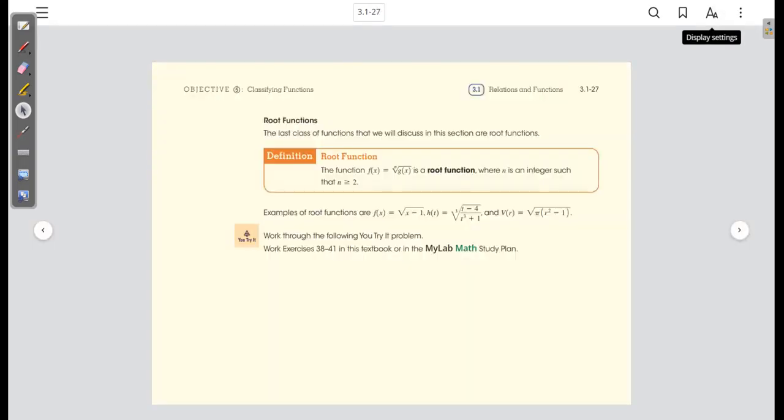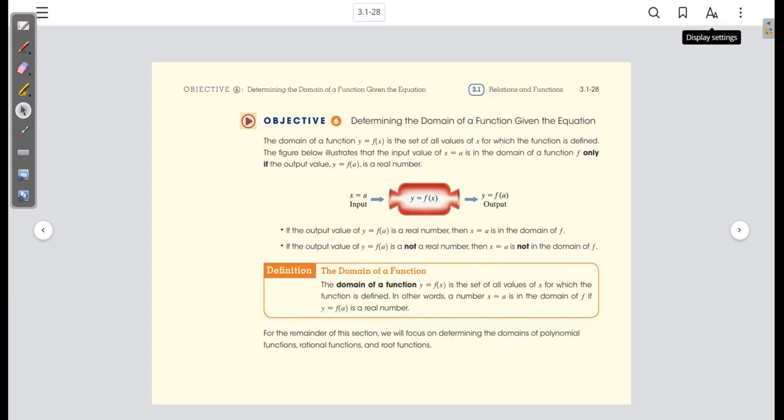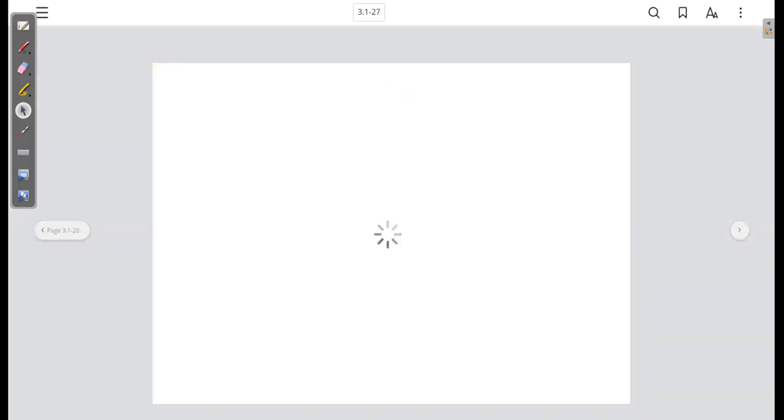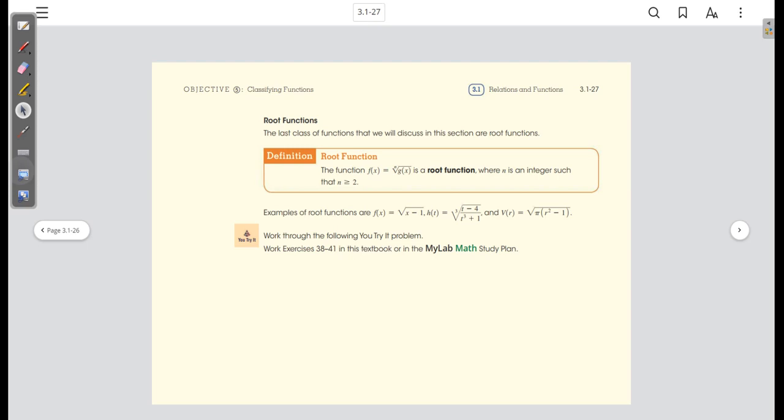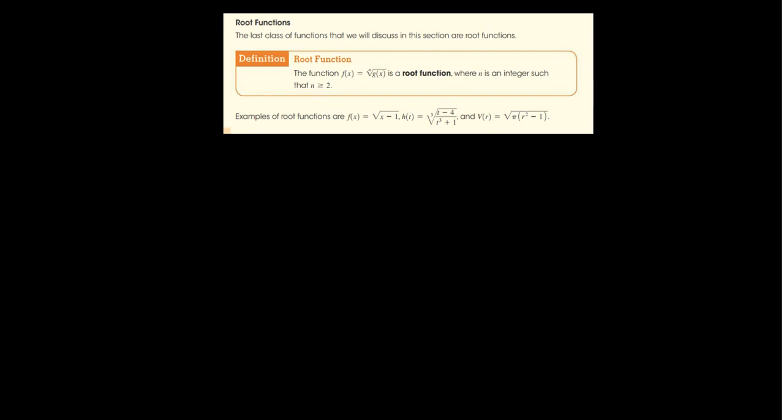I don't think that we really have an example of root functions, and the reason why is because it should be abundantly obvious if you have a root function, right? That obvious part is that you have a root, okay? So the function f of x equal to the nth root of g of x is a root function where n is an integer greater than or equal to 2. What that's saying is we have a root higher than 1: square root, cube root, fourth root, fifth root, sixth root, and so on. And then we see down there examples of root functions.